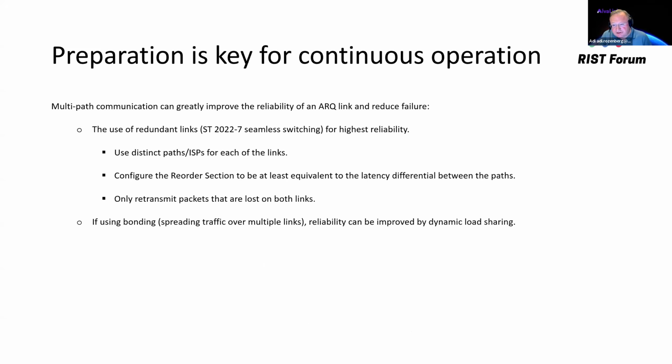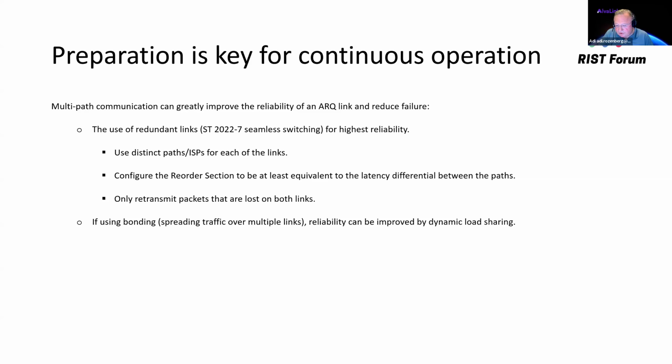Now, preparation is key for continuous operation. One way of preparation is to use multipath communication, which can generally improve the reliability of an ARQ link and reduce failure. For example, the use of redundant links using SMPTE 2022-7 seamless switching for highest reliability. Use distinct IPs and ISPs for each link, meaning that if one ISP link goes down, the other one can survive and continue. If one of the links is glitchy, packets can be recovered from the other link.